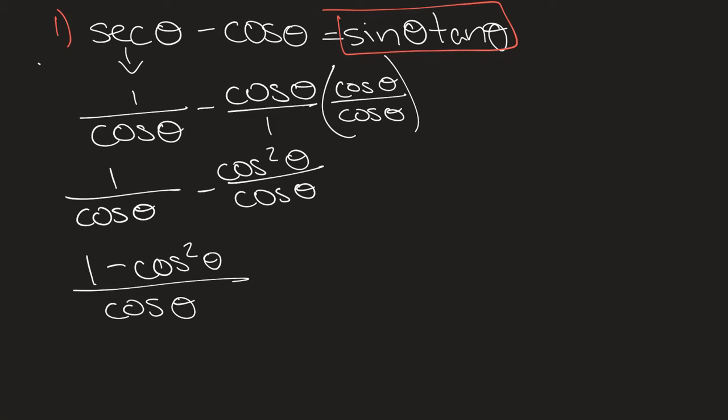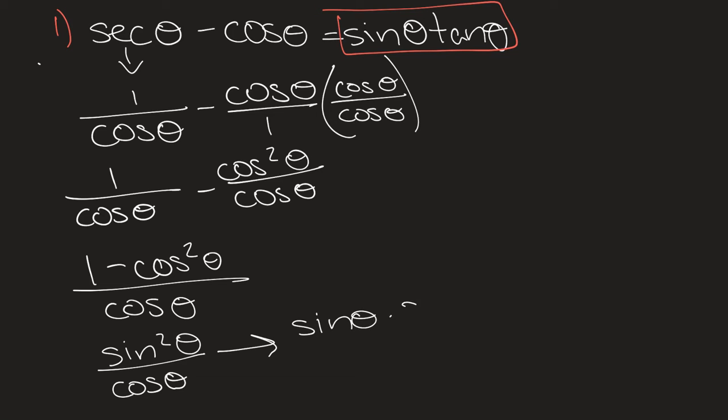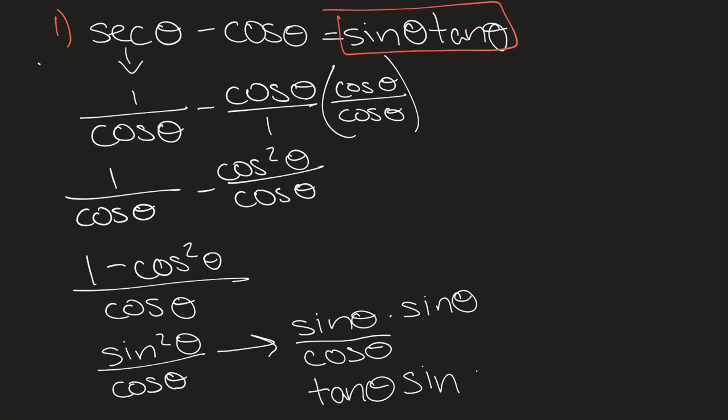1 minus cosine squared. If you look, that's a Pythagorean identity, and that is sine squared theta over cosine. I got to move this way, ran out of room. Sine squared, I'm going to break that up into sine theta times sine theta over a cosine. And from there, I see that sine over cosine is tangent, and that's a sine. And yes, they are flip-flopped, but they are 100% equivalent. And we just verified that identity to be true.